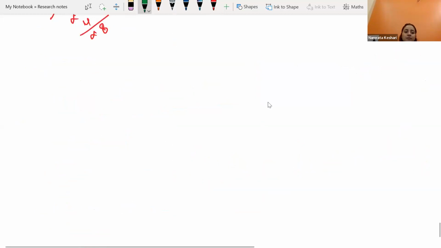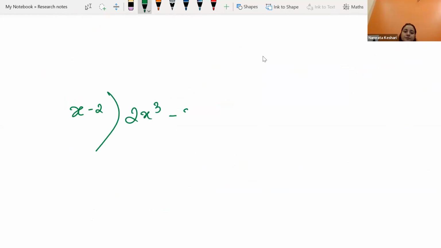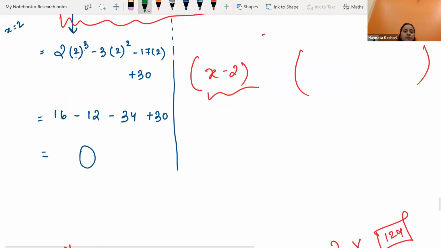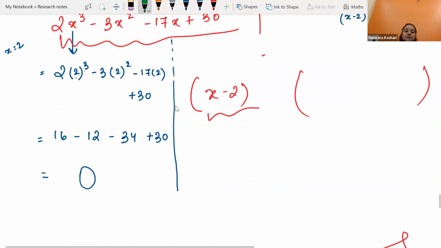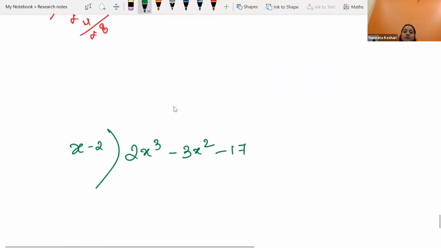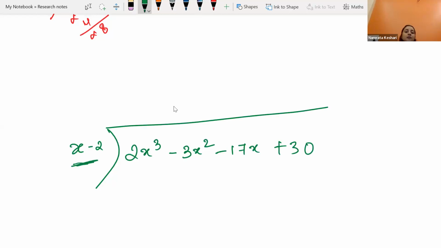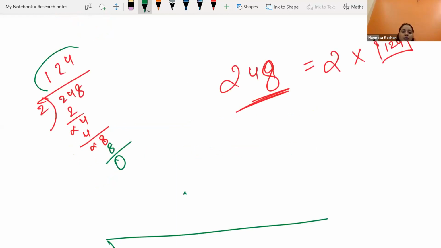So we are going to divide our polynomial, that is 2x cube minus 3x square minus 17x plus 30, with one of its factors, that is x minus 2. We will be getting the remaining factor as a quotient. Whatever quotient we get, that is the remaining factor. Remainder, of course, will be 0 because we are dividing it with a factor. Here also we will be getting the same thing.